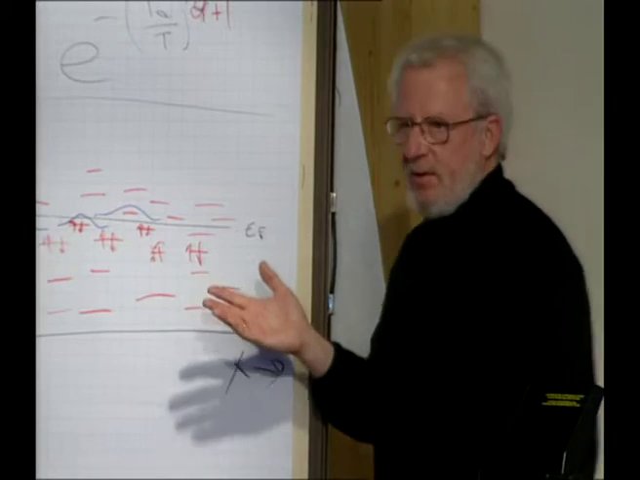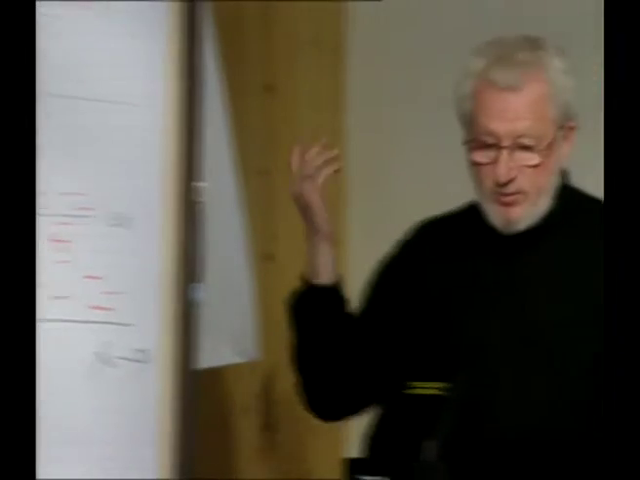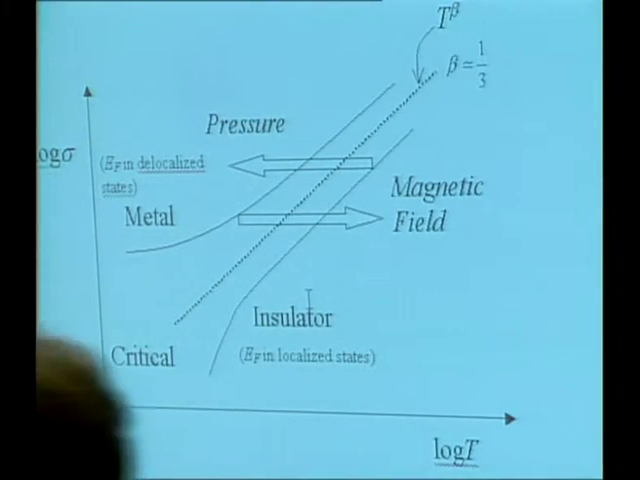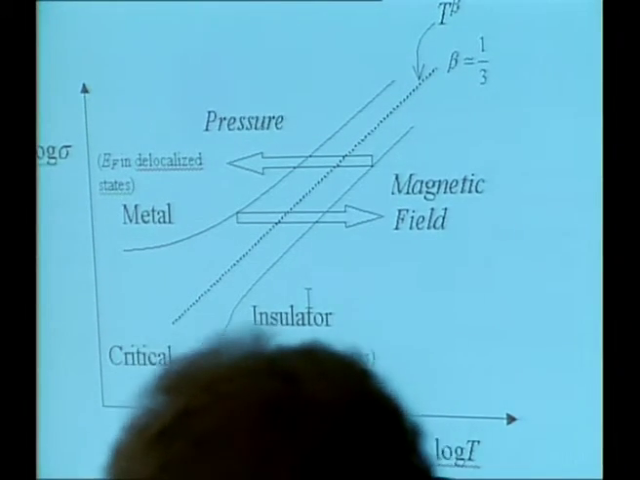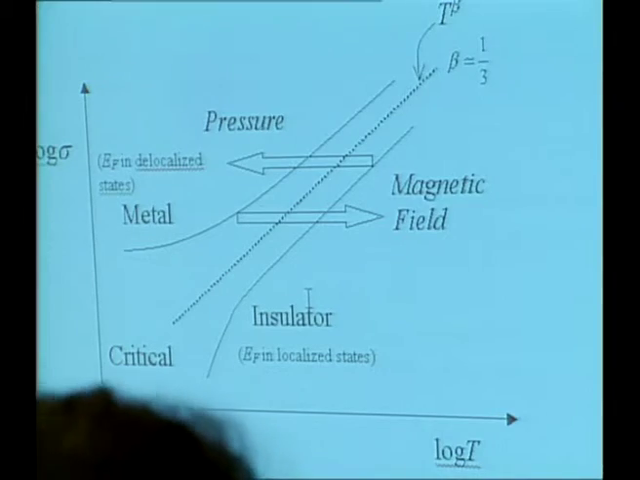But I don't do my experiments at T equals 0, so I have to be able to understand the transport at finite temperatures. And at finite temperatures, you have variable range hopping. So here's a phase diagram. It's not such an unusual phase diagram. Here I'm plotting the conductivity versus the temperature on a log-log plot.